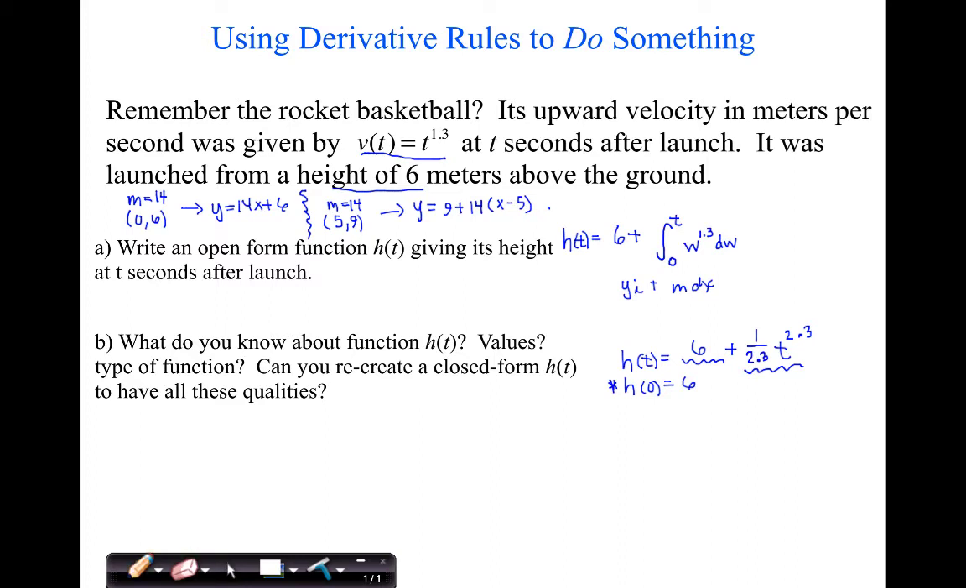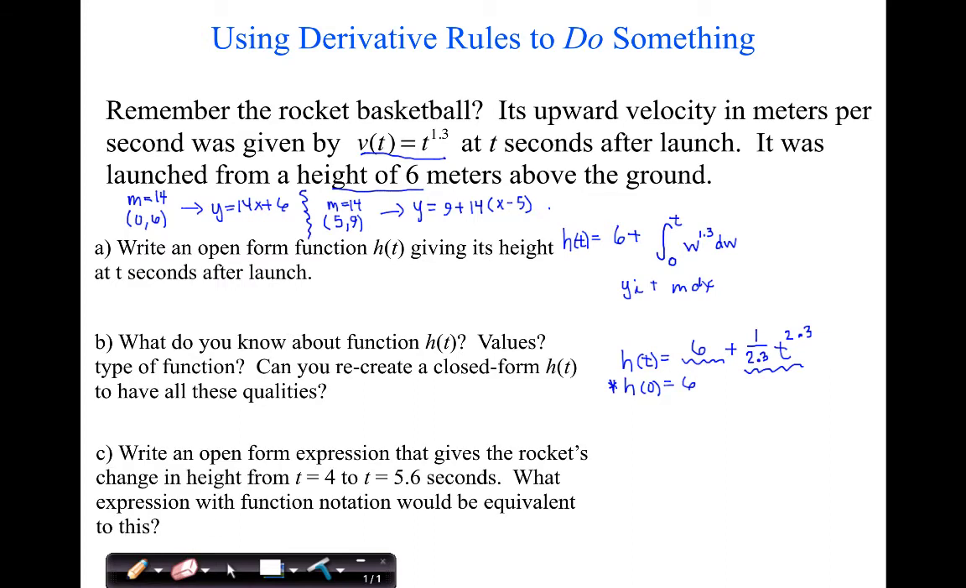So let's look at one other question part here. Suppose I wanted to write an expression that gives the rocket's change in height from time 4 to time 5.6 seconds. I want to know what expression with function notation would be equivalent to that. Well, the rocket's change in height from 4 to 5.6 seconds, there's a few different ways we could write that now that we've written all this stuff, but hey, I wrote a function h for the rocket's height, h of 5.6 minus h of 4.